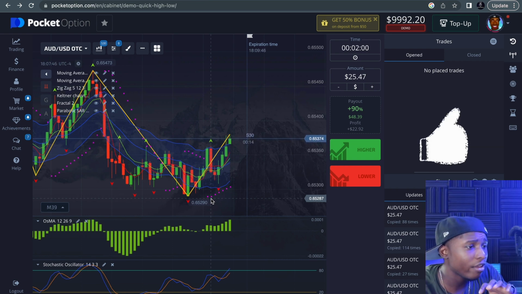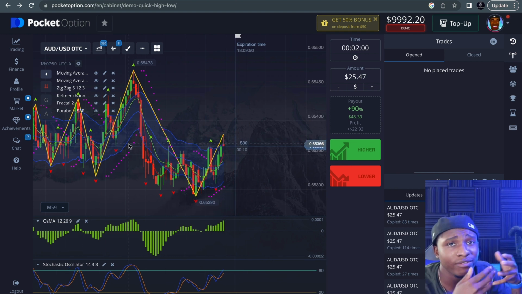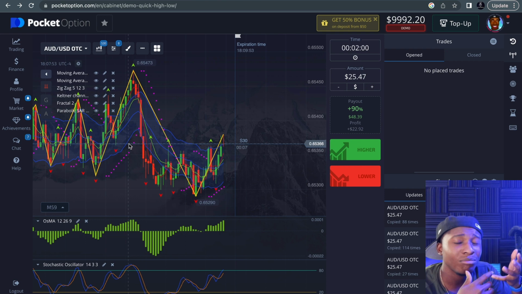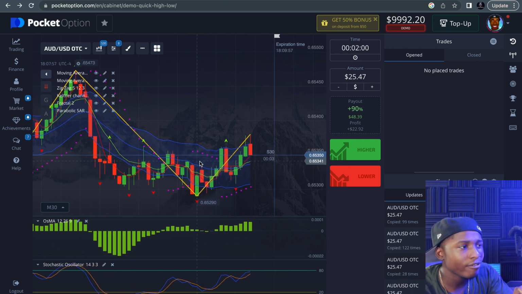So let's see if we can continue on this trend, or if you don't want to take that risk of continuing on the same trend that you just won because you think it might go down. So we're just going to take a look right here, and we have a little small W.